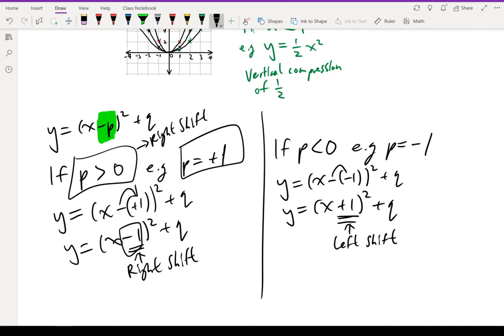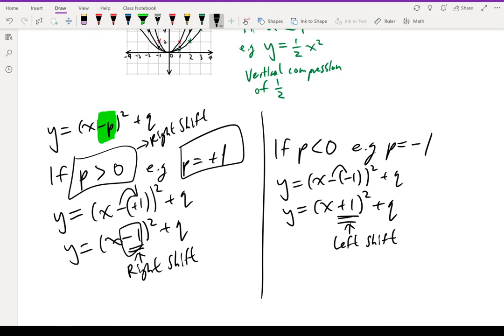It's counterintuitive to what we usually think. We often associate plus with rightward and negative with leftward. However, in this case, if it's inside the bracket of the squared, if the value is plus, it's going to be left. That's why the equation is written as minus p. It tries to simplify things for you: x minus p, so if p is positive, it's going to be rightward. If p is negative, it's going to be leftward.